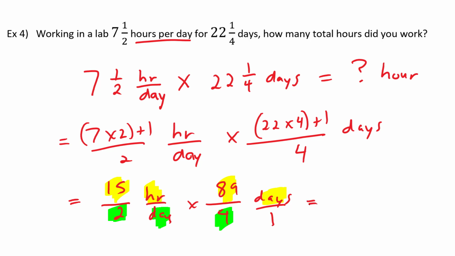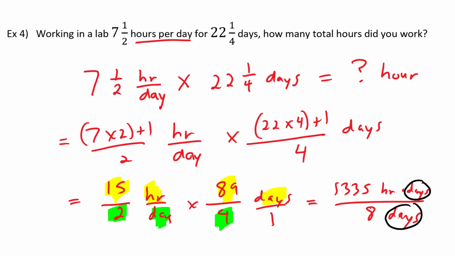So here we get 15 times 89 is 1,335. We have hours times days. Over here, we have 8 days. Notice what we have. We have days on the top and days on the bottom. Just like numbers, they cancel each other out. Ideally, you'd cancel out those units here and here.